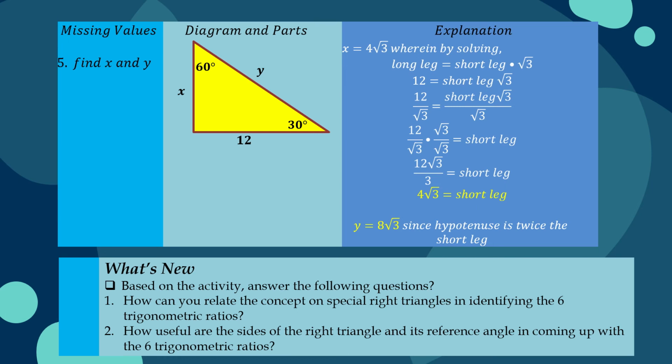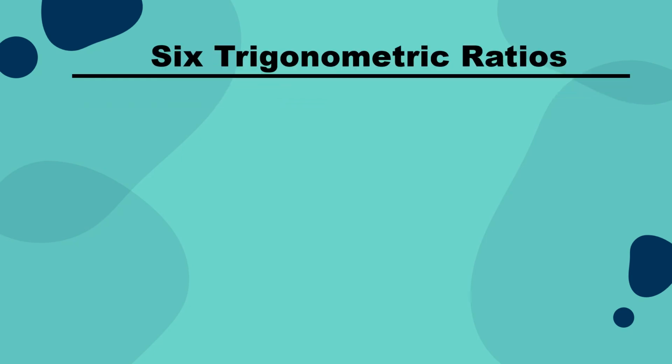So, there is a reference angle. We need to know the sides: the short leg, the long leg, and the hypotenuse. So, there are four properties, including the reference angle. What is the reference angle? Possibly, the 45-45 or the 30 or the 60. Okay? So, what should we know about trigonometric ratios? We have 6 trigonometric ratios based on the properties of a right triangle: the short leg, the long leg, or the hypotenuse.